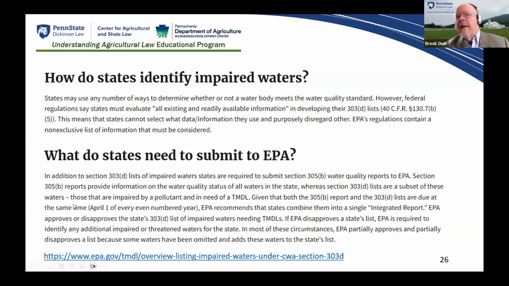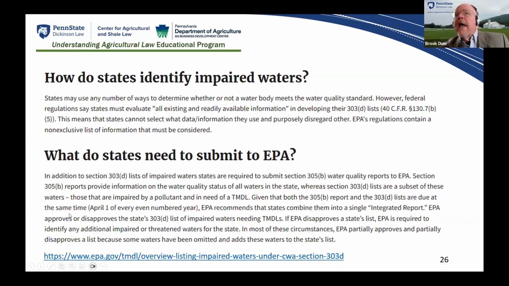Now they're both due at the same time, April 1st, every other year. And so now it's kind of a single report to the EPA of, here's all our waterways, here's the status of them, and then here's the ones that are on our impaired waters list, and the ones that had TMDLs go off the impaired waters list, but they're still in the EPA database.